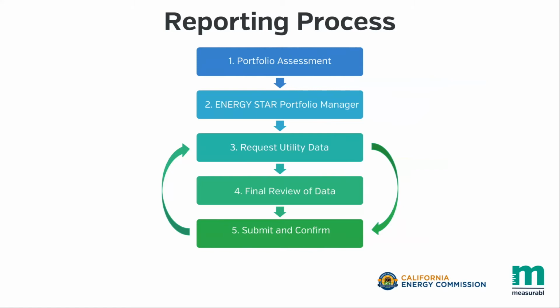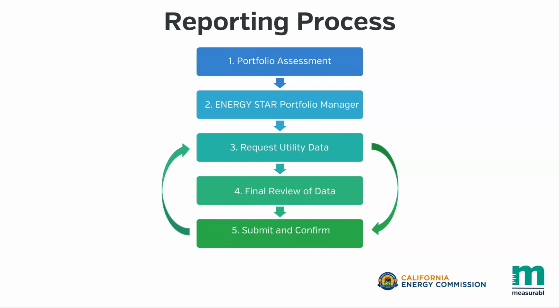Once you've done that, you'll do a final review of your data. Please make sure your square footage is right and you don't have an extra 0 or a missing 0. Check that your energy use data looks reasonable, even if the utility sent it directly into your account. Check that it looks right. They can make mistakes sometimes.